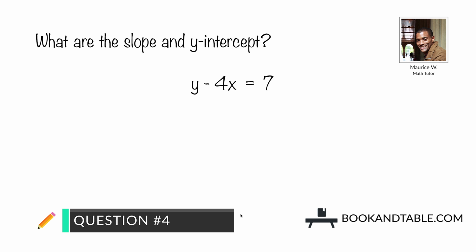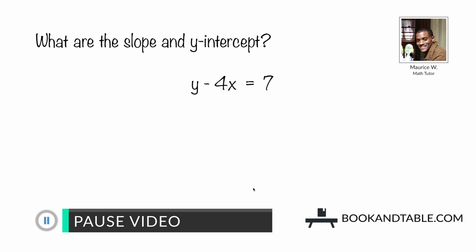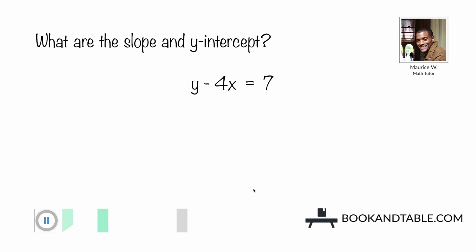Question number 4. What are the slope and y-intercept? So the linear equation we are given is y minus 4x is equal to 7. Pause the video, answer this question, and then press play when you are ready to begin.